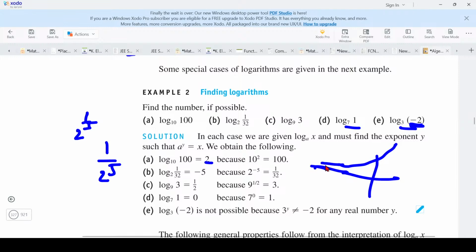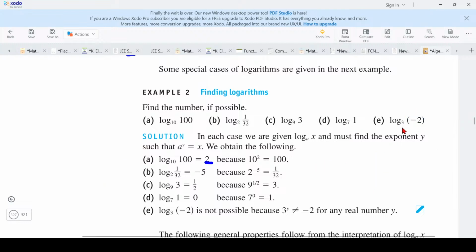It should be only positive. Log here, this part can never be negative. The result can be negative. See, here you got the result as minus 5. The result can be negative, but the domain cannot be negative. So here in this case it is not defined.